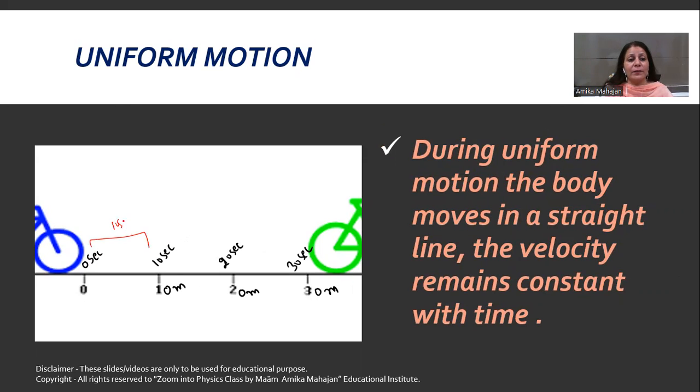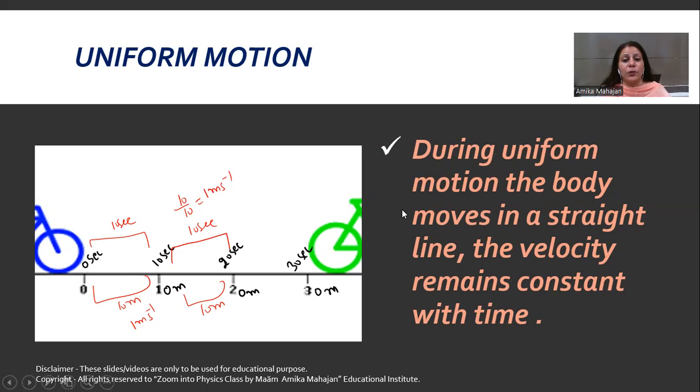Find here, for the first 10 seconds, we observed that 10 meters are covered. So speed will be distance upon time, 10 by 10, 1 meter per second. Similarly, for the next 10 seconds, the distance traveled is 10 meters. Again, speed will be 10 by 10, distance upon time, it will be 1 meter per second. So speed remains constant in uniform motion.